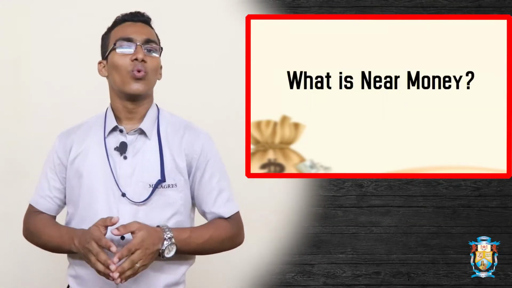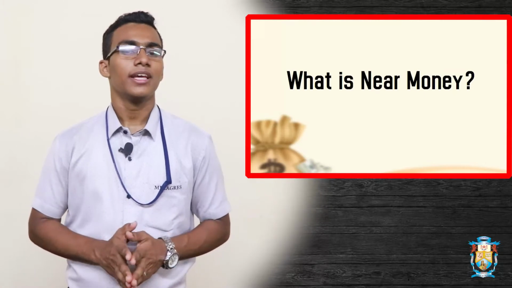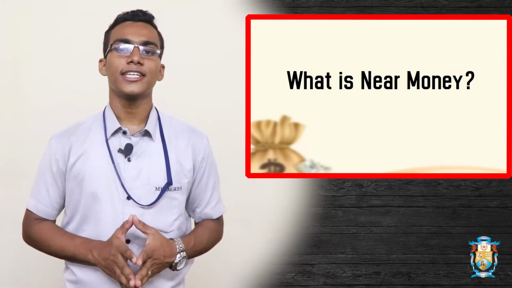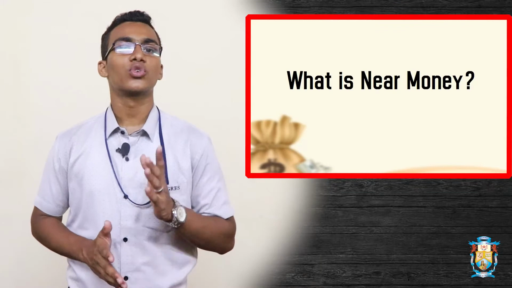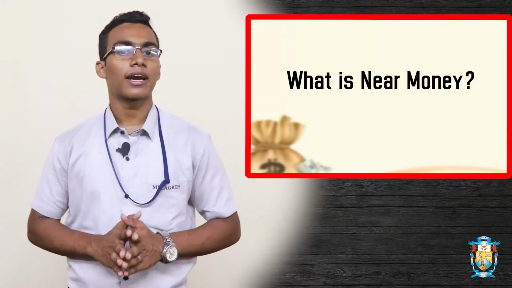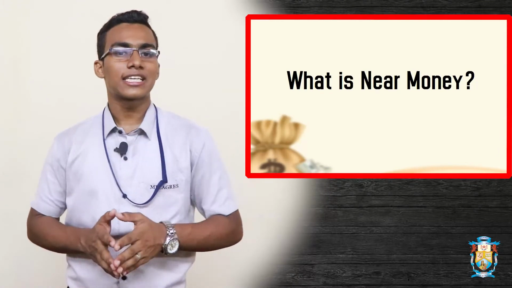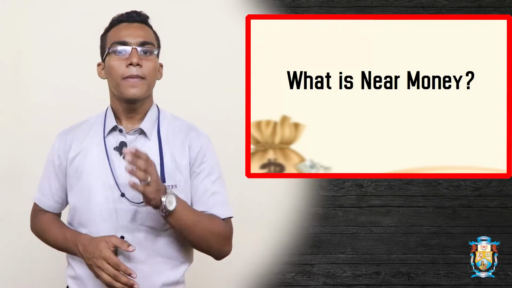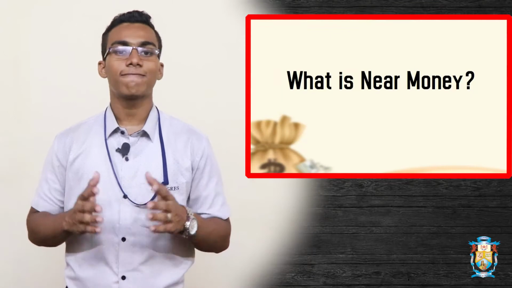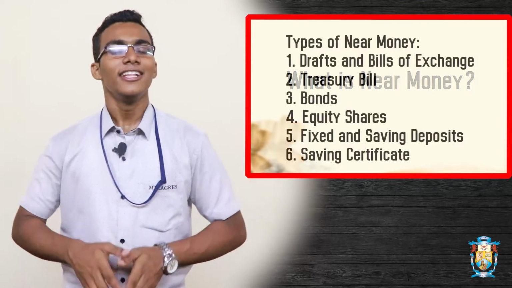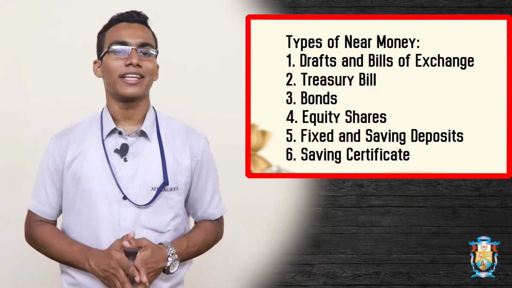Now let us know what is near money. It refers to highly liquid asset that can be rapidly converted into cash, such as short-term money market instruments and bank deposits. It means non-cash assets that are very liquid but cannot be used directly for transactions. Let us understand the types of near money.